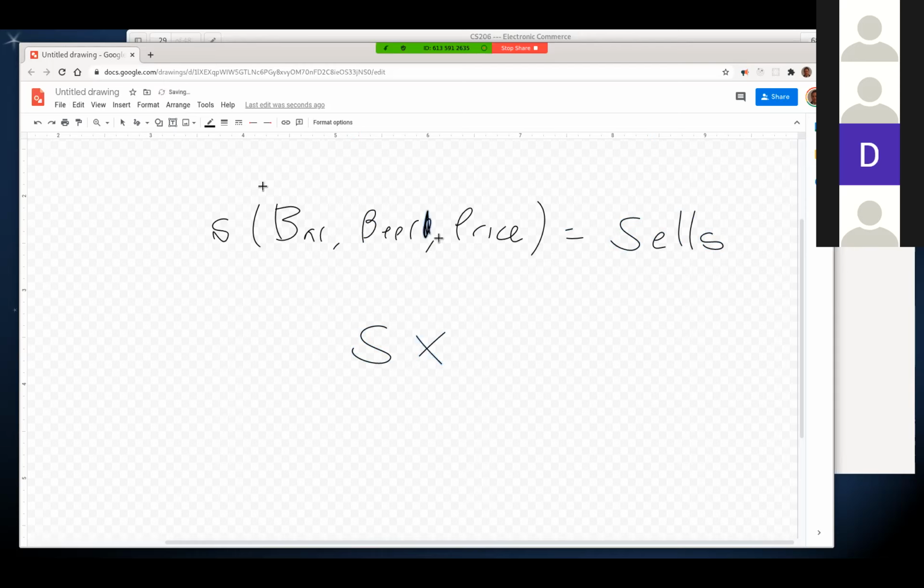Basically, what I'll do now is a natural join with Sells. What this is going to give us is something like the following. Let's call it T, and it's going to have bar, beer, beer1, and price.